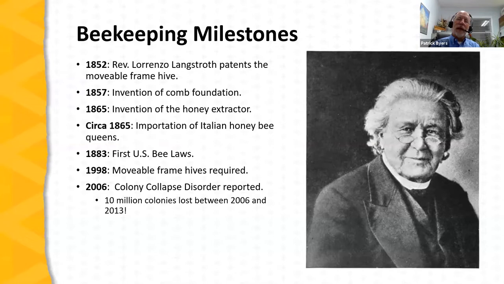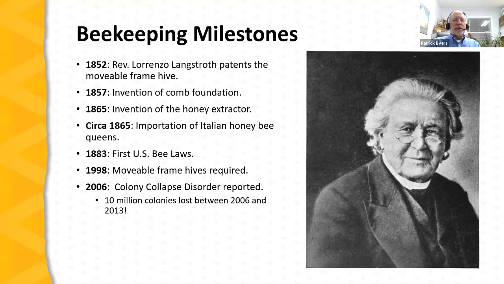1865, we saw the importation of Italian honeybee queens into the United States. This was a huge development. We'll talk more about Italian honeybees in a moment, but it proved to be a very productive, very easily managed strain of honeybee. 1883, the first US bee laws. Beekeeping is regulated by the USDA, and commercial beekeepers have to adhere to the regulations in place at the federal level. There are also state laws that regulate beekeeping. 1998, this is a fairly recent development, but movable frame hives were required for most commercial beekeeping applications.